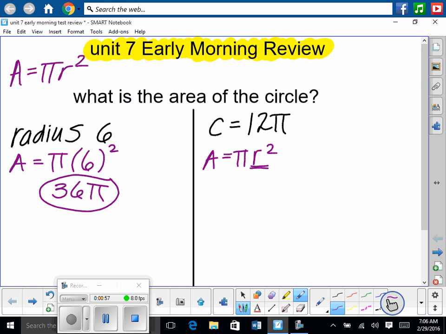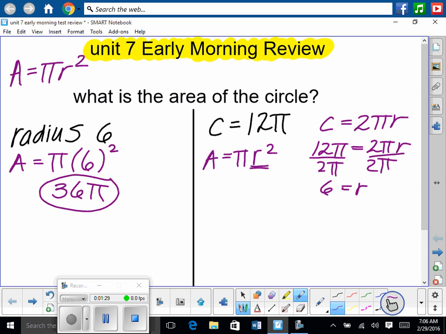Well, if we're given the circumference is 12 pi, you say, okay, so I know that circumference is equal to 2 pi r, right? Circumference is 2 pi r. So if we're given the circumference is 12 pi, then we know 12 pi is equal to 2 pi r. So then we can find the radius. Solving for r, we divide by 2 pi on both sides, which gives 6 is equal to r. So now we know our radius is 6.